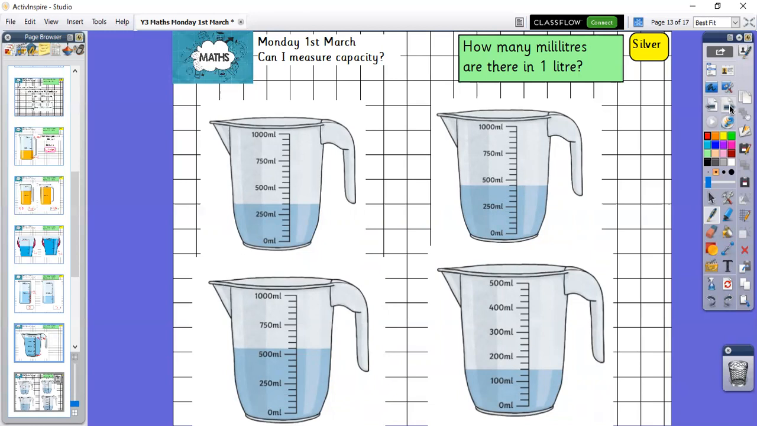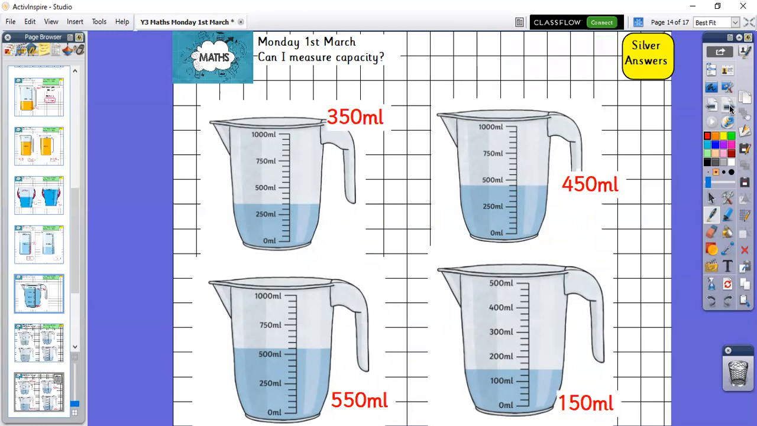Okay, how did you get on? Let's look at some of those answers. So have a little look through. Did you spot that this scale here was slightly different? The rest of them all went up to 1,000 milliliters. This one only went up to 500. So although the jugs may look the same size, you need to be very careful and check the scale. Tick off the ones you got correct. And if you want to move on to our gold task, then let's go.